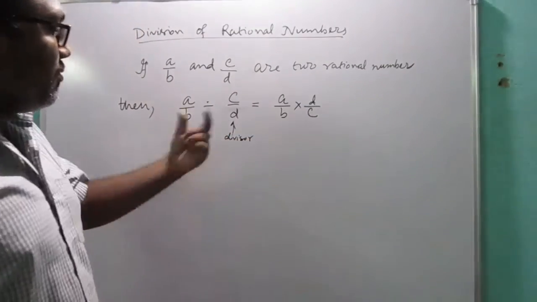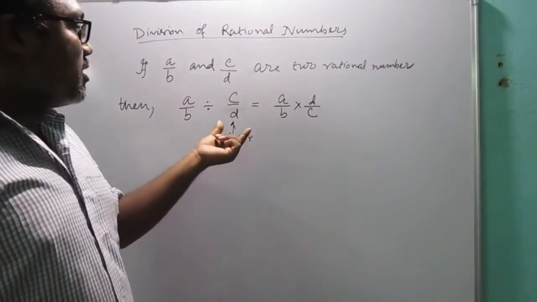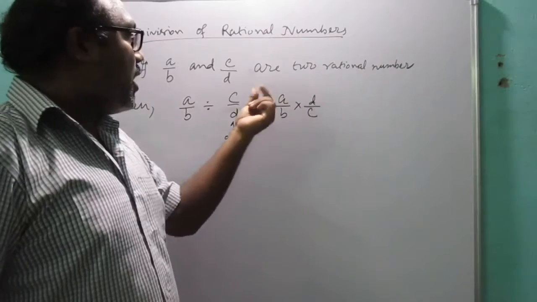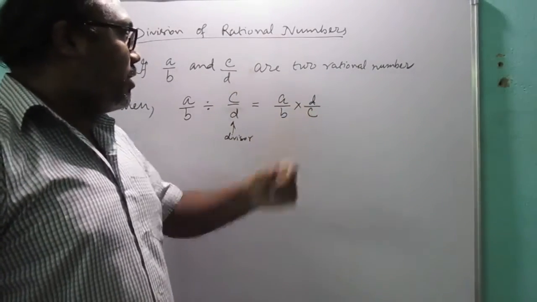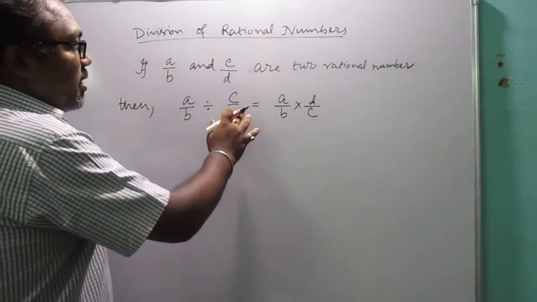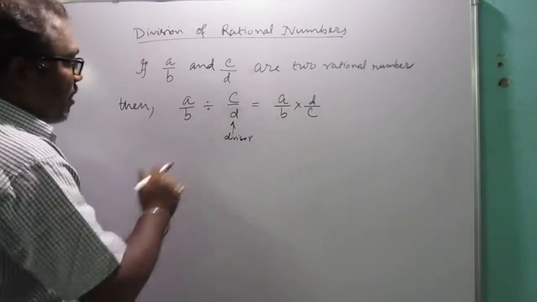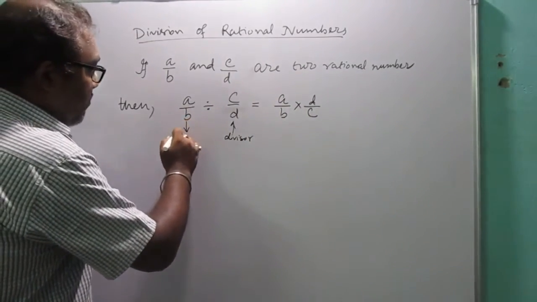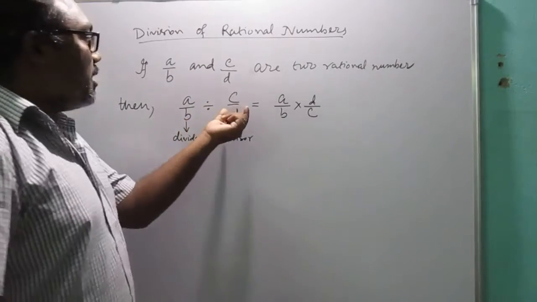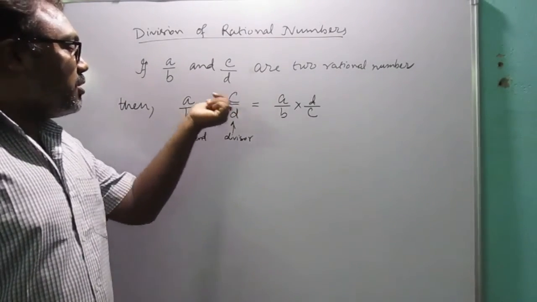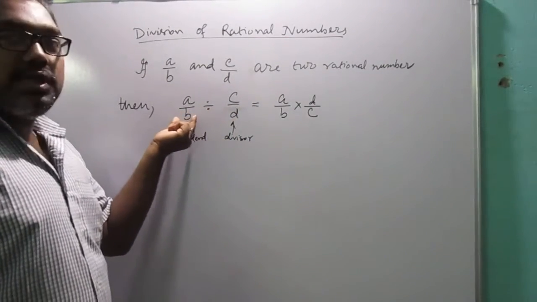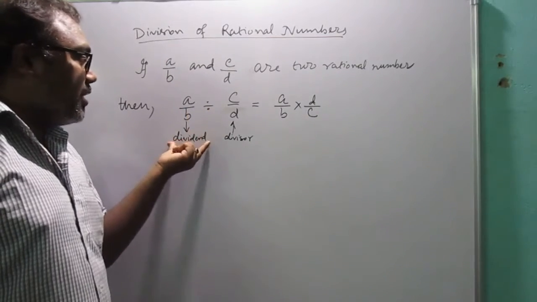reciprocate the divisor. That means what? Reciprocate the divisor means we have to bring the denominator in the numerator and the numerator in the denominator. So we have to reciprocate the divisor C by D, so A by B into D by C. Okay, and this part is called the dividend. In any division, the rational number that is after the division sign is known as the divisor, and the rational number before the division sign is known as the dividend.